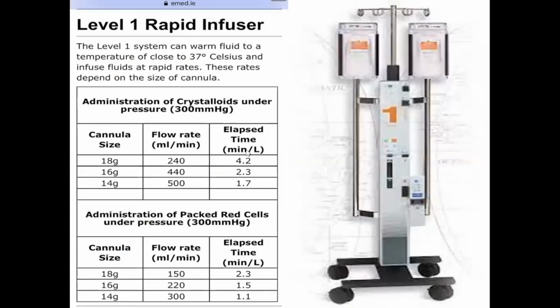Next, another MCQ that is lately famous is the Level 1 rapid infuser. I'm sure some of you have seen this. So read about this. I have given the rate and flow, how fast a crystalloid can go, how fast packed red cells can go. There's nothing much to explain here. This is just to remember.